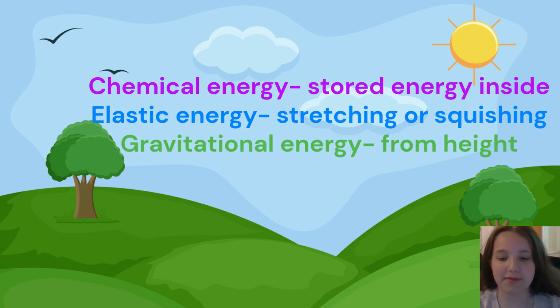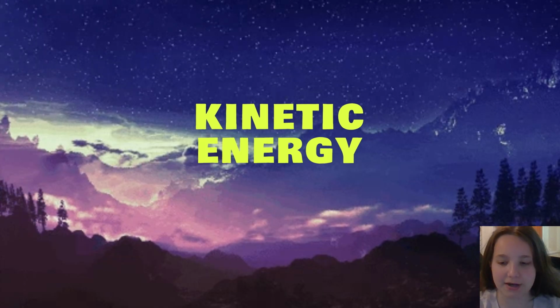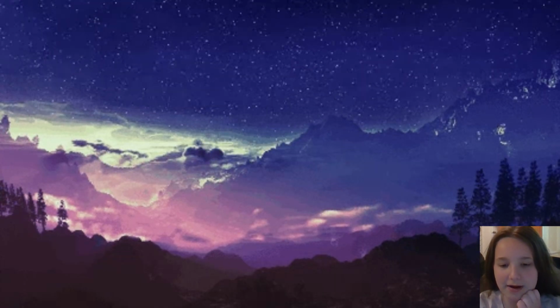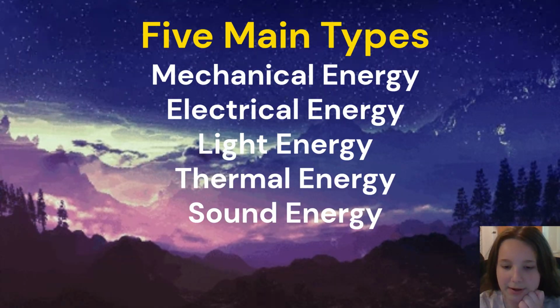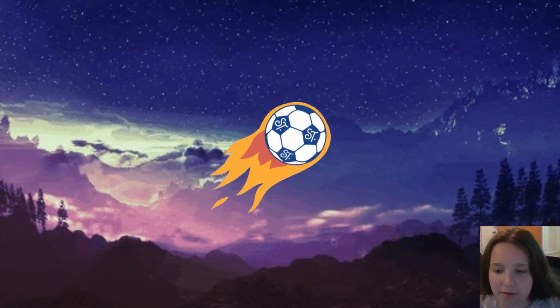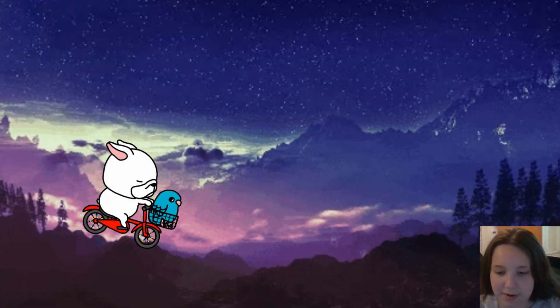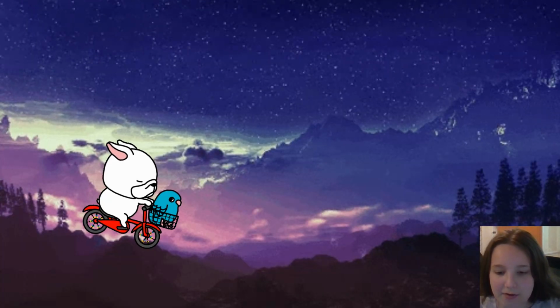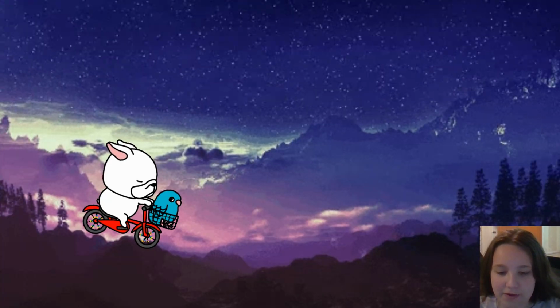from height. On the other hand, kinetic energy is energy in motion, and it comes in different forms. Here are the five main types in order. Mechanical energy is energy of moving objects. Imagine a soccer ball flying through the air or a bicycle speeding down the road. They're both using mechanical energy because they're physically moving.